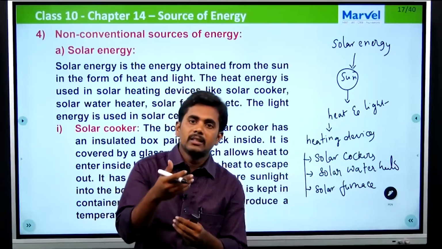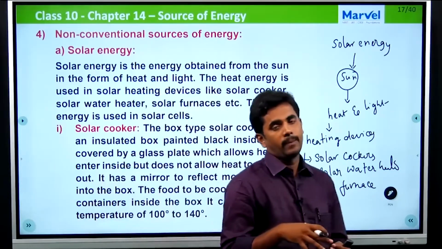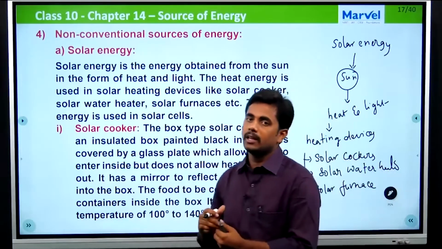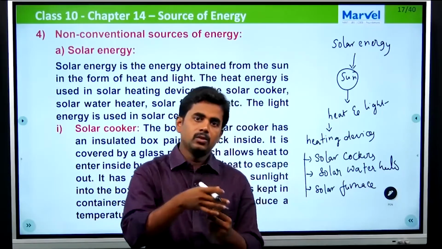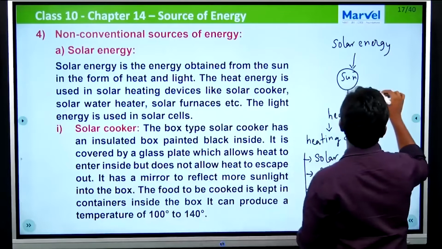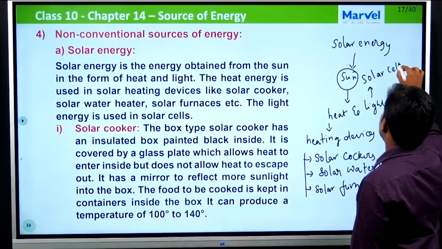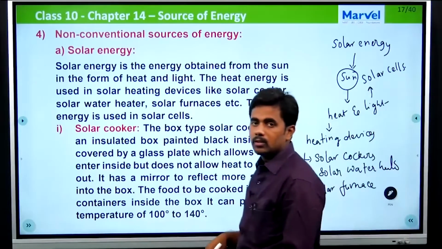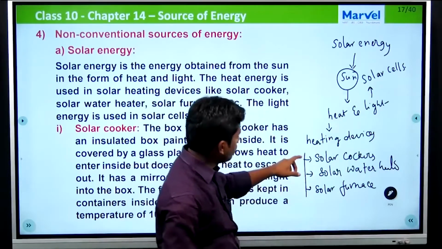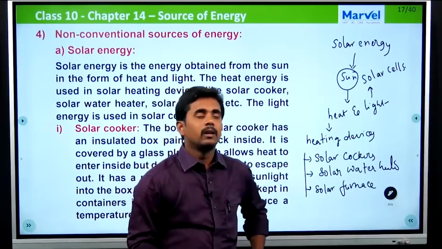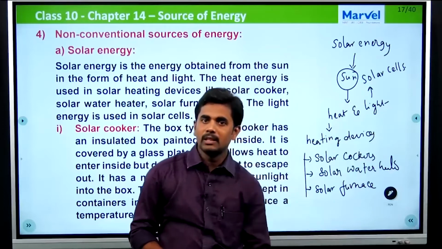Then in what way will we consume light energy, and in what way will we convert the solar energy? The light energy is used in, you can say straight away, solar cells. So how does a solar cell work? First we will see how the heating devices work and how the light devices work, all these things one by one.